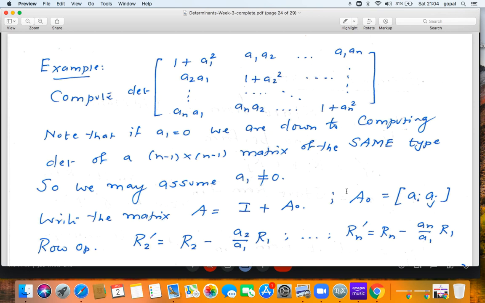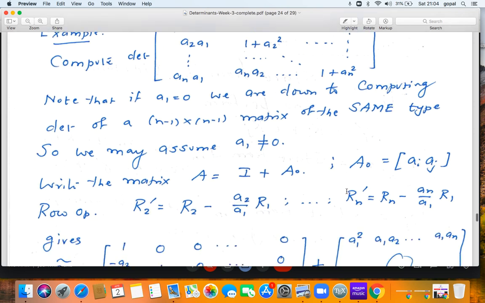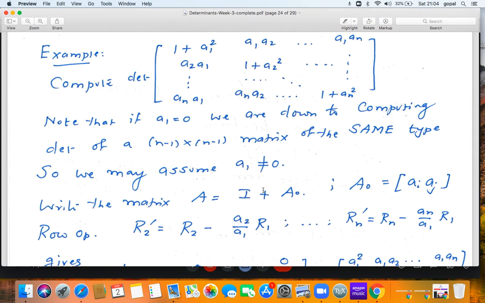Just observe that this A is basically identity plus A naught. Where what is your A naught? A naught is the symmetric matrix ai aj. The reason for writing this A as a sum of these two matrices is not strictly needed, but I just displayed it like this to bring out the fact that this A naught is a matrix of rank 1. In fact, all rows are proportional to each other.